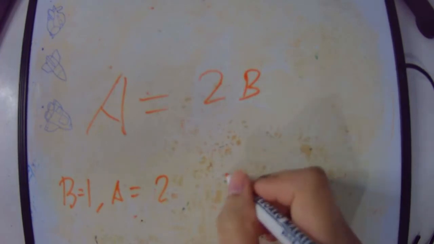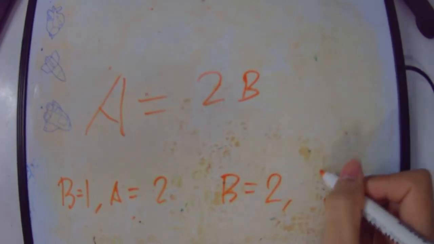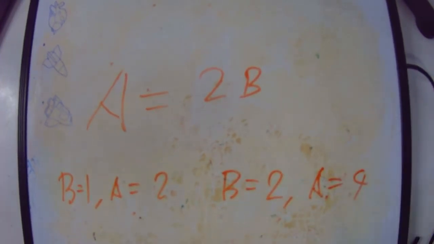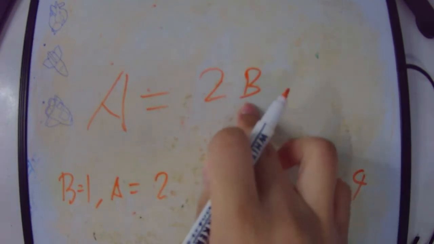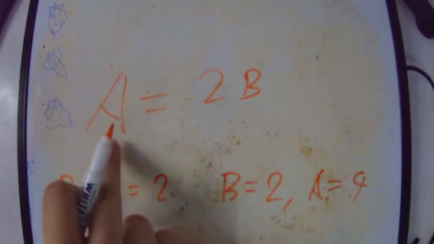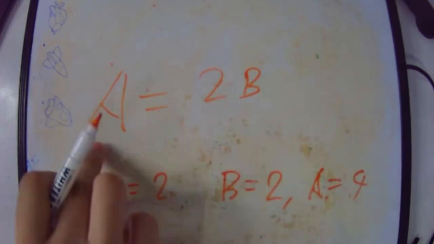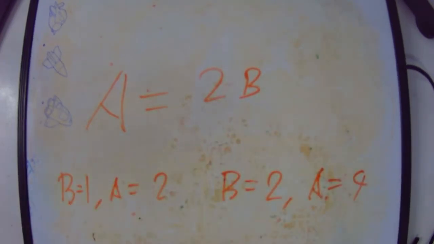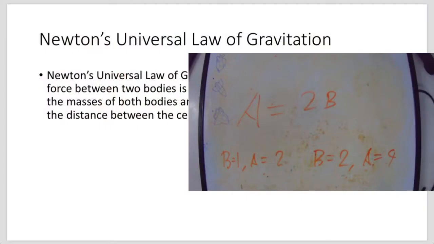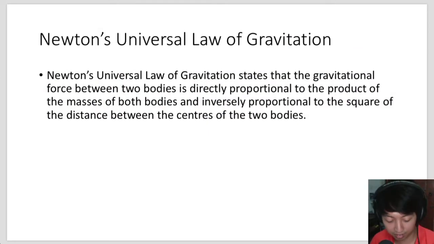If B equals 2, then A equals 4, and so on and so forth. When B gets bigger and bigger, A also becomes bigger and bigger. So they sort of grow together. But inversely is the opposite. When one gets bigger, the other becomes smaller. That is what inversely proportional means. Okay? Faham sudah?